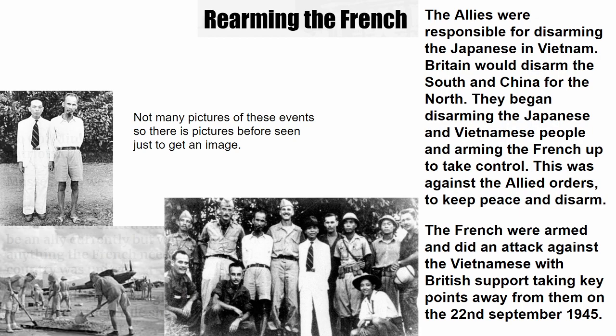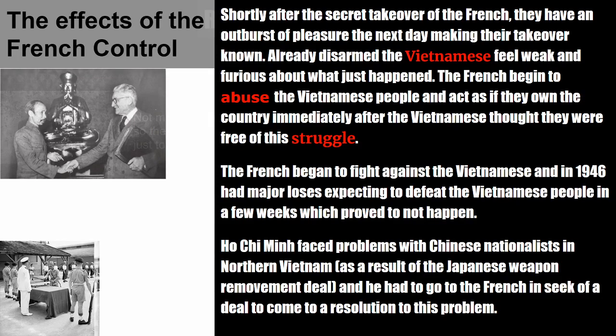Yet they began taking key points on the 22nd of September 1945 with a night attack. So the French took over quite quick because the Vietnamese didn't have the guns. The French did. And as stated before, all this rule and chaos, the Japanese left without really giving them much. The Japanese left with all the guns and things, and the Vietnamese had no guns, they had no weapons, so they can't really do much.